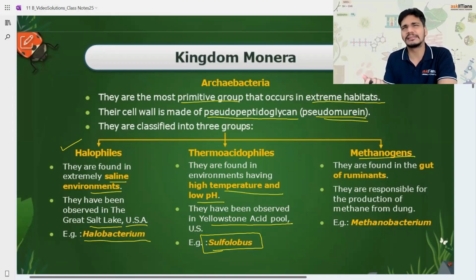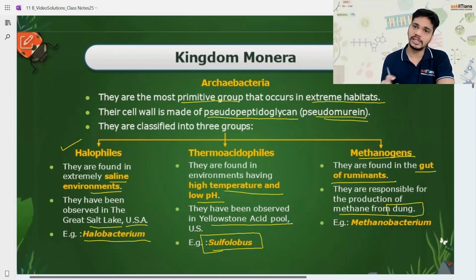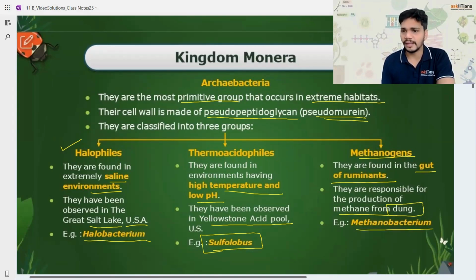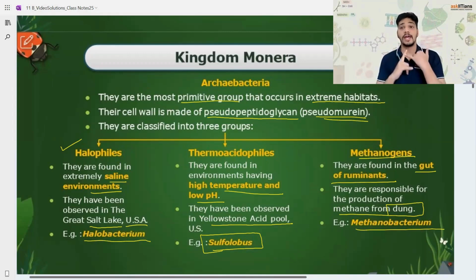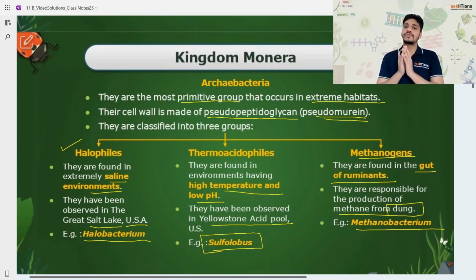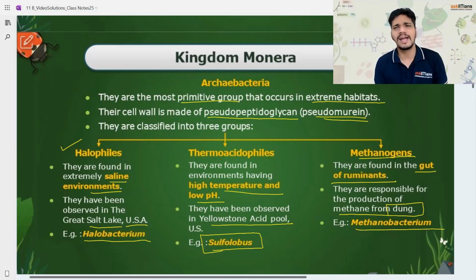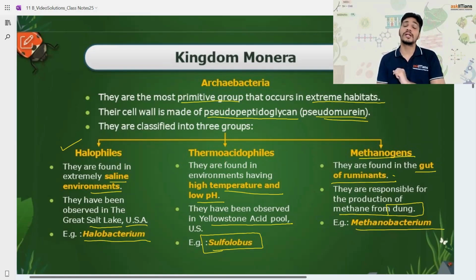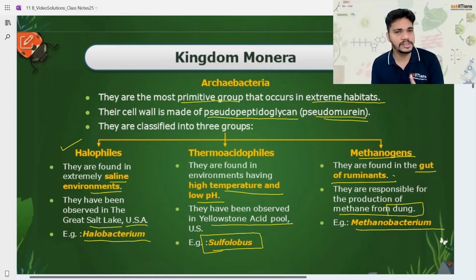Okay, then we have methanogens. The name itself suggests methane is there. They are found in the gut of ruminants. The gut of ruminants? How come? Because they are the ones that actually digest things over there. So they are responsible for the production of methane from the dung. So methanogens actually give out methane, such as methanobacteria. So these are the archaebacteria. Halophiles are found in saline environments. Thermoacidophiles are found in high temperature and low pH, that is sulfolobus. And methanogens are found in the gut of ruminants. What are ruminants? Cows, buffaloes. That's called ruminants. They are responsible for the production of methane from the dung. That's called methanobacteria.